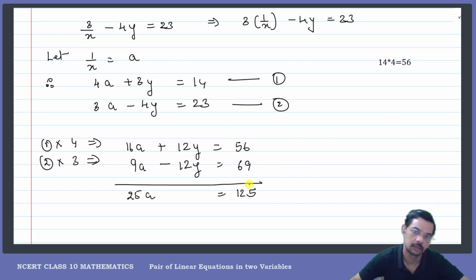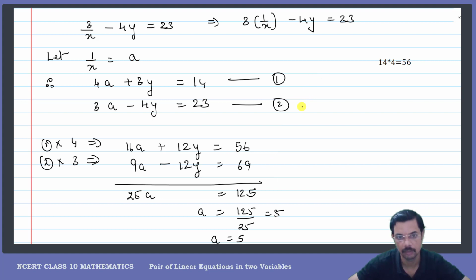I think it is correct. Yes, it is 125. Correct. So what is the value of a? 25 into 5 is 125. a equal to 125 divided by 25, which is equal to 5. We got a as 5.